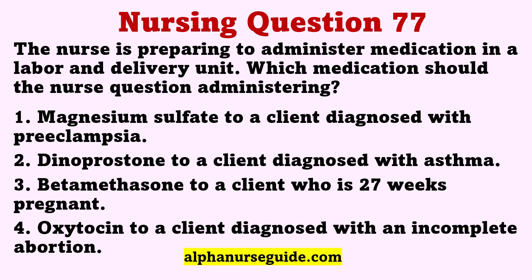The client with preeclampsia would be receiving the anticonvulsant magnesium sulfate to help prevent seizures. Therefore, the nurse would not question administering this medication. The corticosteroid betamethasone is a medication used to increase surfactant in fetal lungs and would be administered to a client who is less than 34 weeks pregnant. Therefore, the nurse would not question administering this medication.